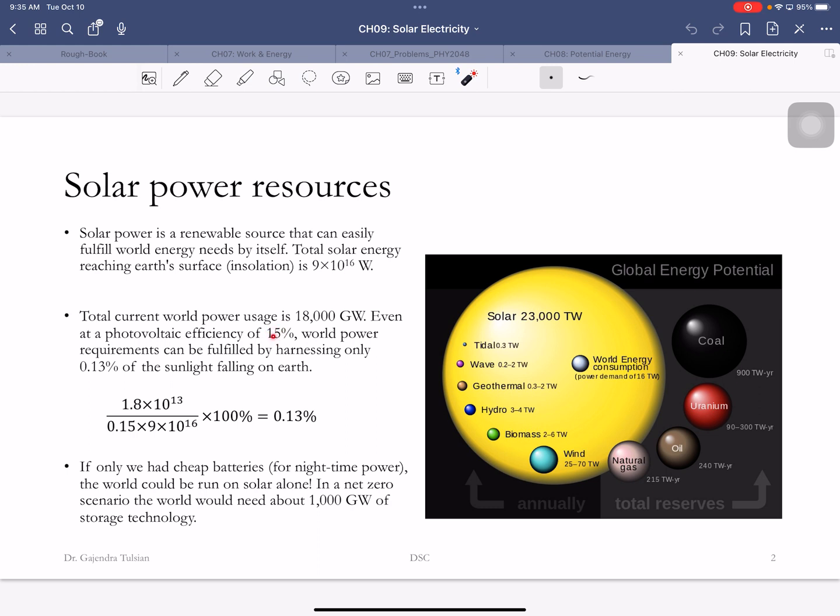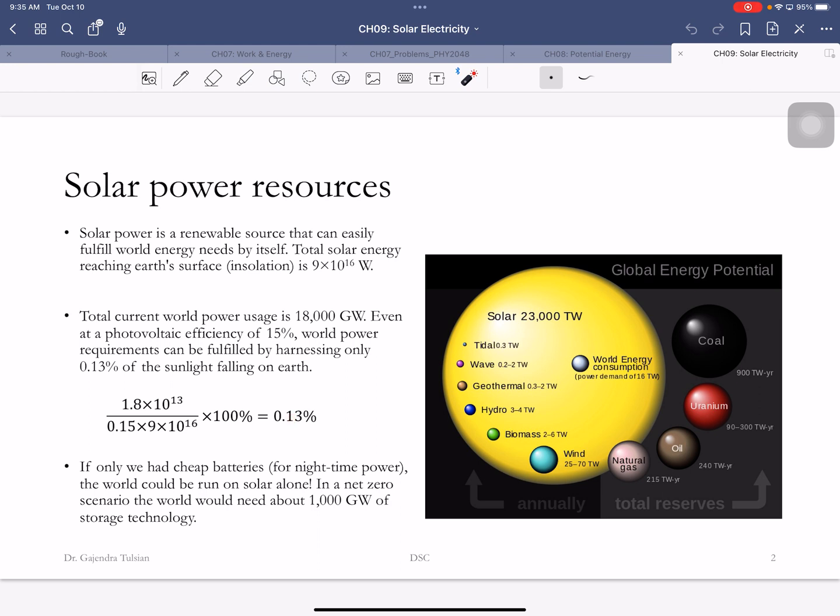Cheap solar, assuming a 15% efficiency on the solar panels. So that's how much solar energy is falling on the earth. You can only harness 15% of that. So 15% of that, and this is the power needed to run the planet. If you do this calculation, what this is saying is all you need to harness is 0.1% of the solar energy falling on earth to run the planet just on solar energy.